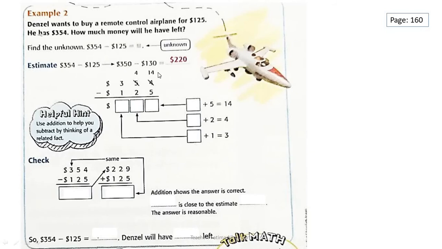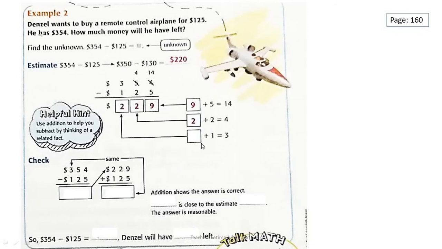And to find 14 minus 5, we can use a related fact. So we can ask ourselves, what plus 5 equals 14? It's 9. So 14 minus 5 equals 9. And then 4 minus 2 equals 2. We don't have to regroup because 4 is greater than 2. And then 300 minus 100 equals 200.